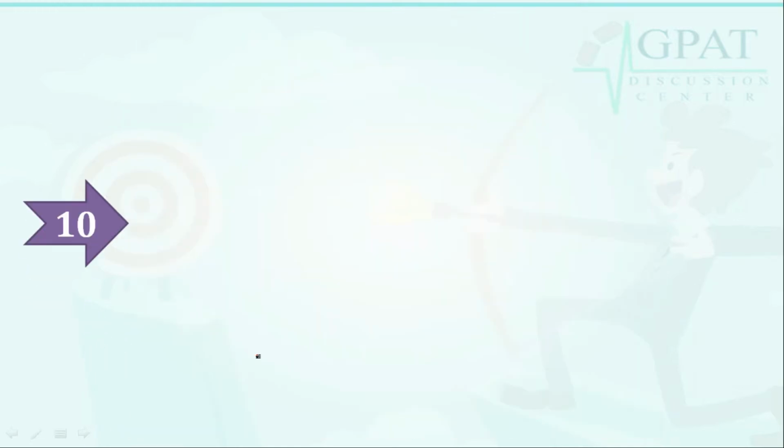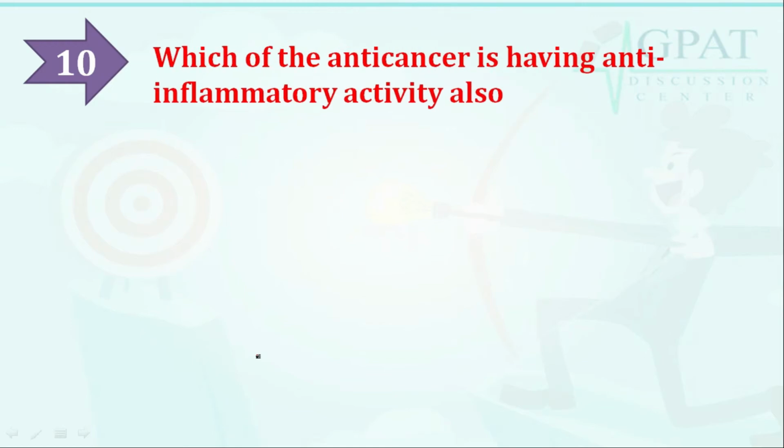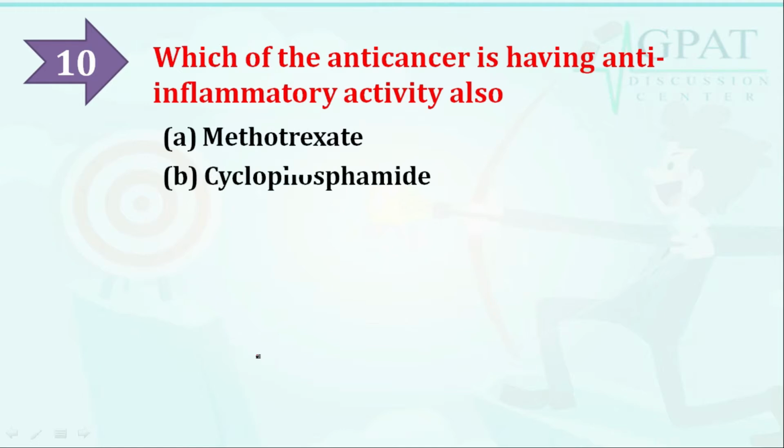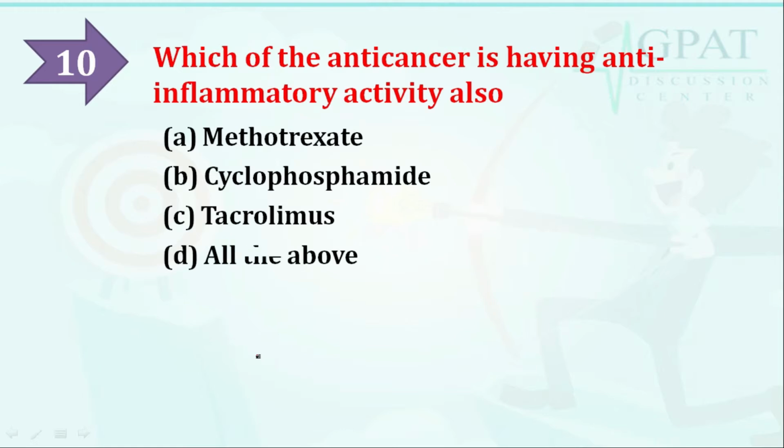So now the next question is, which of the anti-cancer drugs has anti-inflammatory activity? So the options here we are having are A, methotrexate, B, cyclophosphamide, C, tacrolimus, and D, all of the above. So the correct answer is methotrexate.